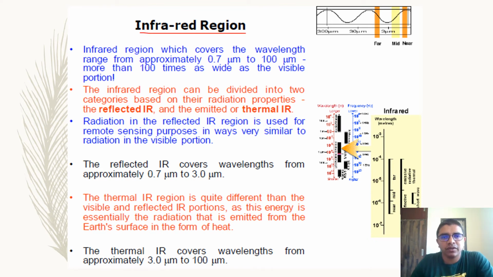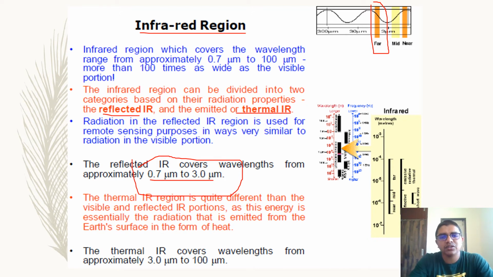This infrared region is again further divided into ranges. To be more precise, it is divided as far infrared, mid infrared, and near infrared. But it is also divided into reflected IR and thermal IR. The reflected IR has a wavelength of 0.7 to 0.3, and this is used in combination with the normal remote sensing bands like RGB colors to get a false color composite. Again, about this we'll discuss in the next topics.